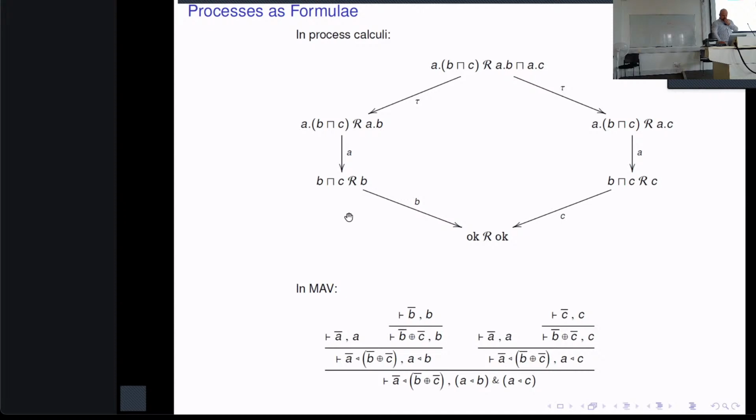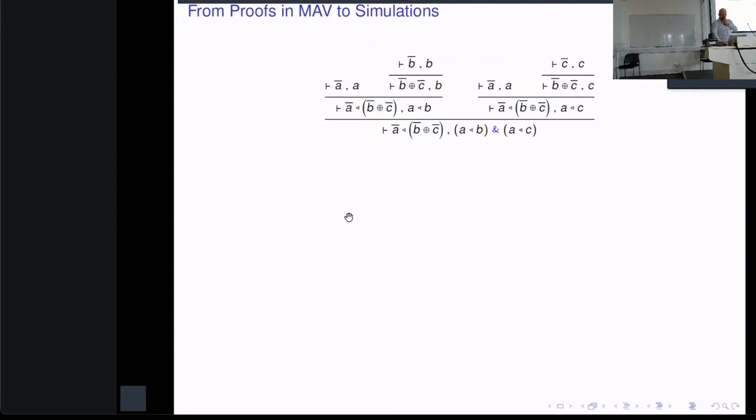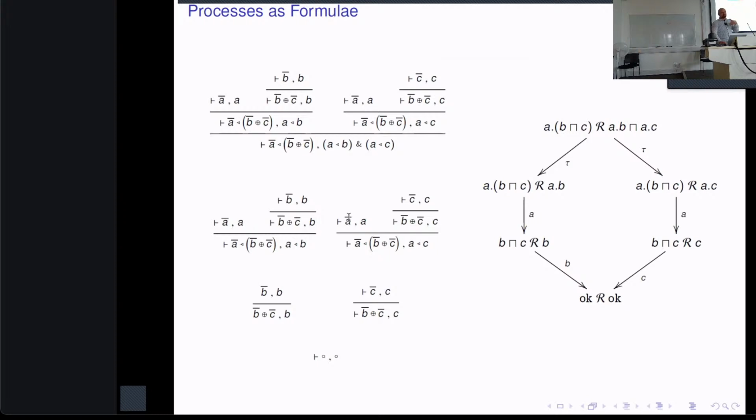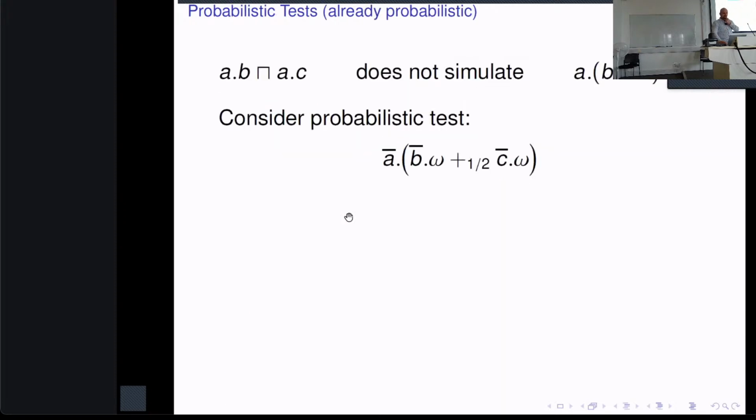I don't really want to go too much into this because of the time. I want to zoom in on the probabilistic stuff. Basically, this is the normalization technique which allows you to establish the fact that I've just stated, that implication is sound with respect to simulation. And it's probabilistic in a way because you can consider a probabilistic test.